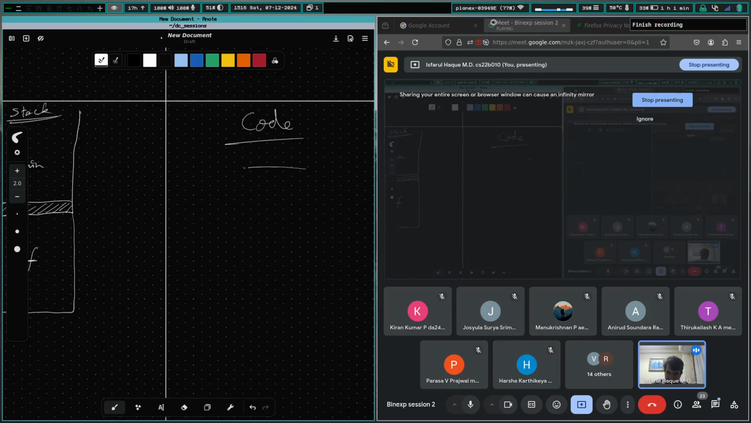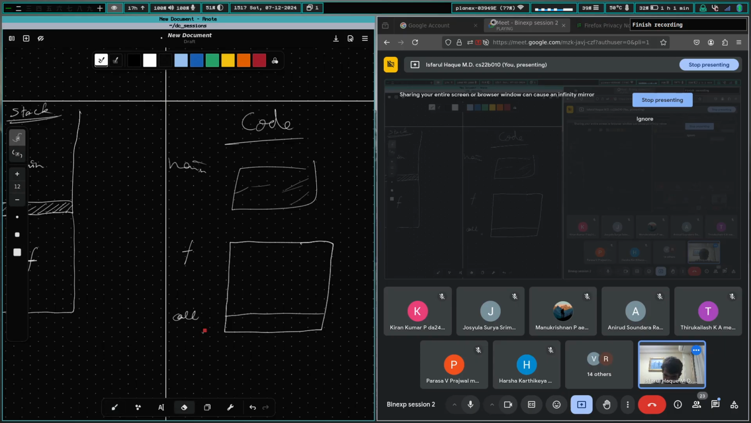So, in the code section, main is here, let's say something is there. You don't need to worry about what's happening in main. Let's focus on F. Yeah, so you have the instruction call G over here. Is this clear?